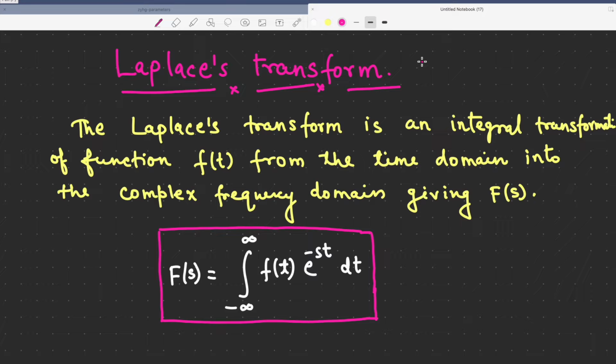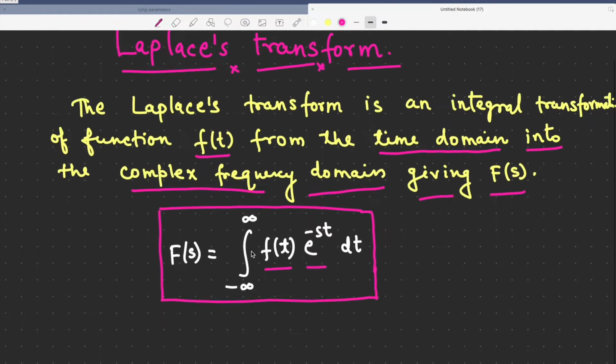So in this video, I'll be discussing the Laplace transform. The basic definition of the Laplace transform is that it is an integral transformation of a function f(t) from the time domain, that means f(t) is in the time domain, into the complex frequency domain, which will give you F(s). F(s) is equal to the integration of f(t) e to the power minus st from minus infinity to plus infinity.